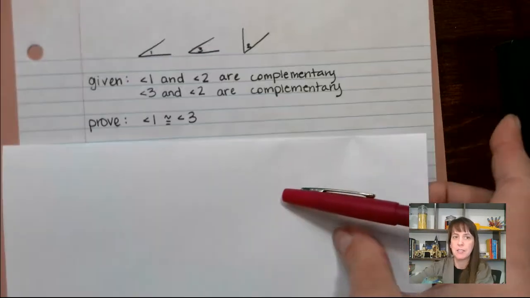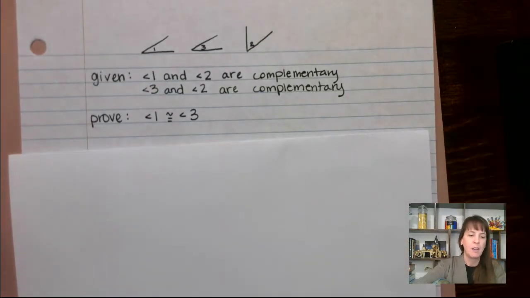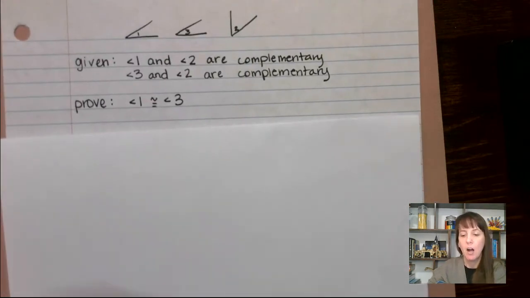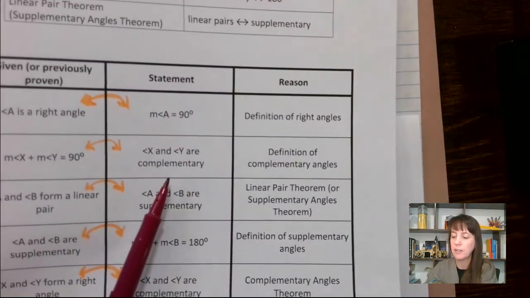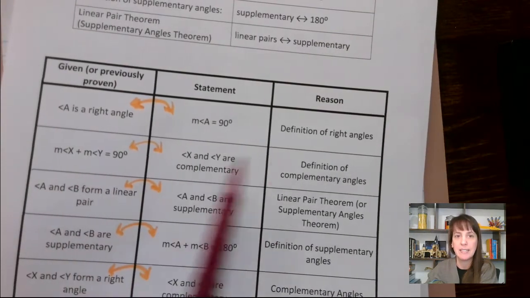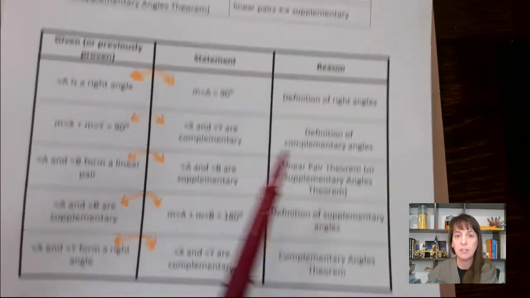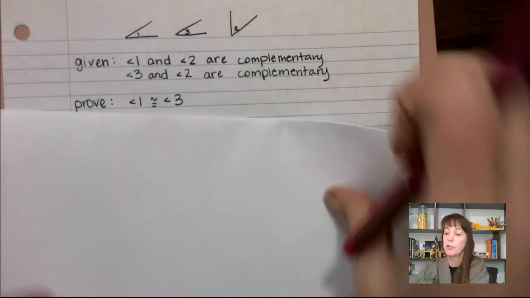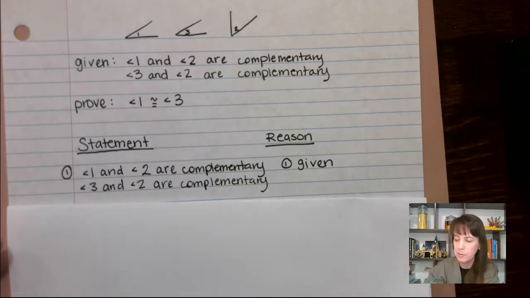Let's talk about our next one. All right, so our next one is this guy right here. So take a minute, pause the video, write that one down. Okay, so the first thing we're going to do: angle 1 and angle 2 are complementary, angle 3 and angle 2 are complementary. Remembering on our notes that if we go from complementary to saying they're equal to 90 degrees, that's going to be the definition of complementary angles. So first we write down our givens. Always do your givens first, free points, right?